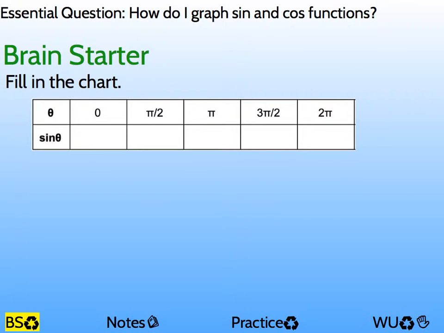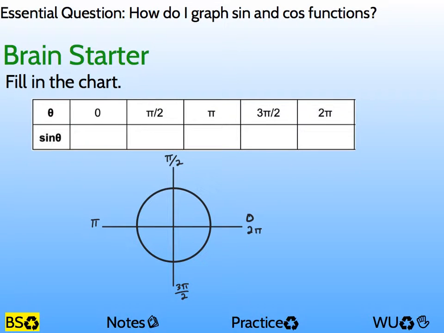The brain starter here is asking for sine at the values of 0, pi over 2, pi, 3 pi over 2, and 2 pi. Now in order to do this, remember we can look at the unit circle. Specifically on the unit circle, we look at the points of intersection with the x and y axes. And we're going to look at the y coordinate.